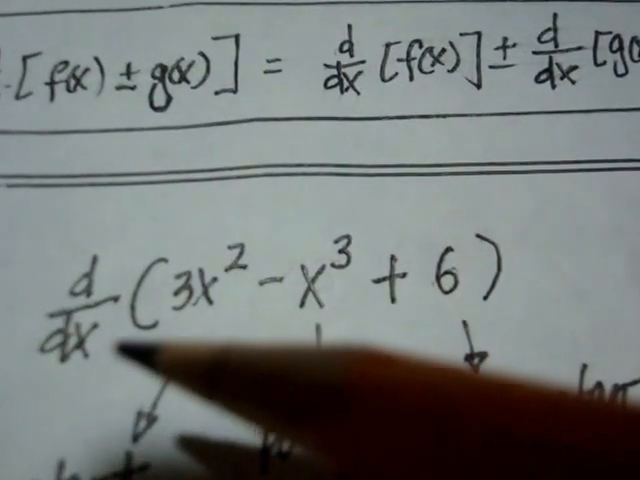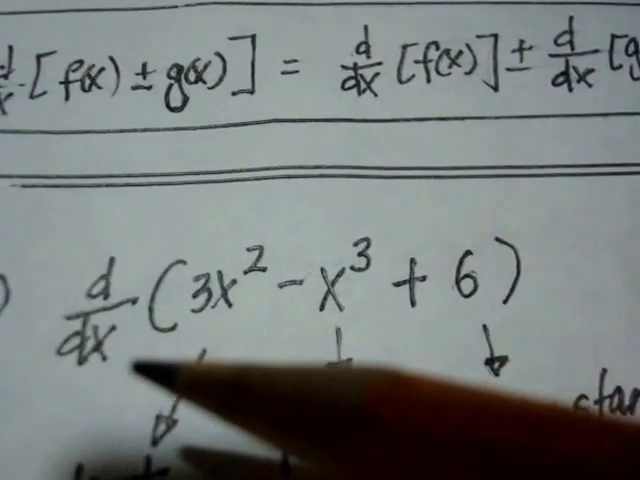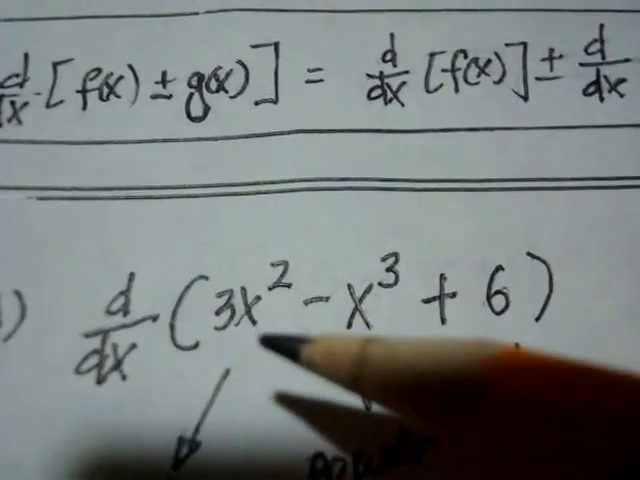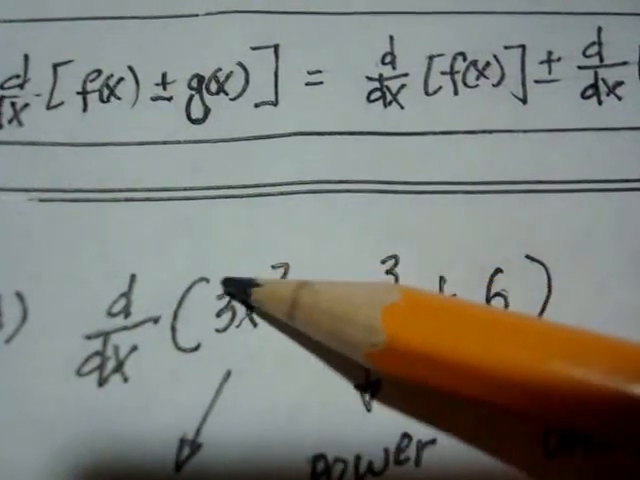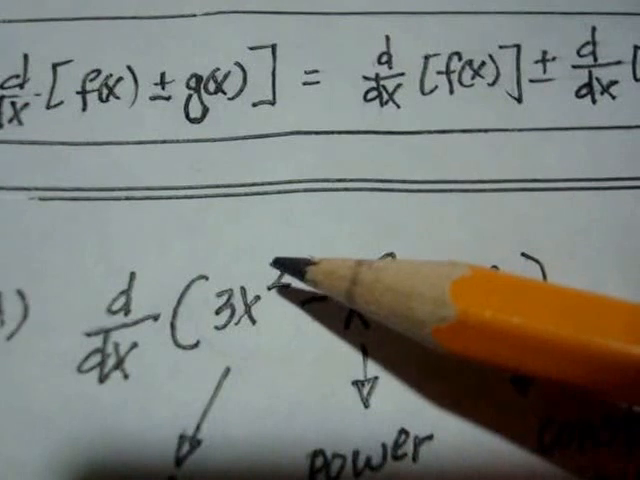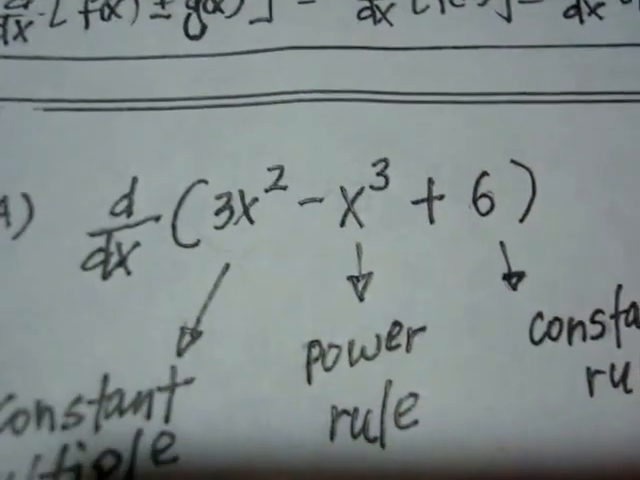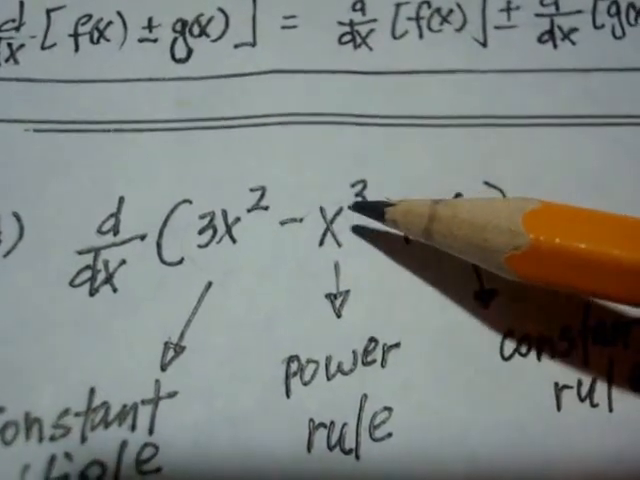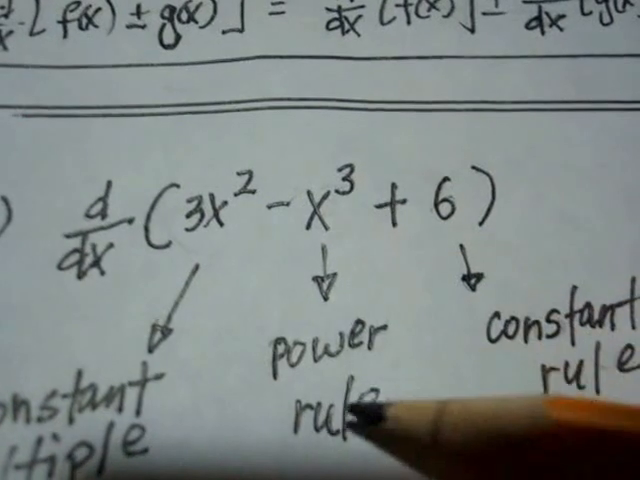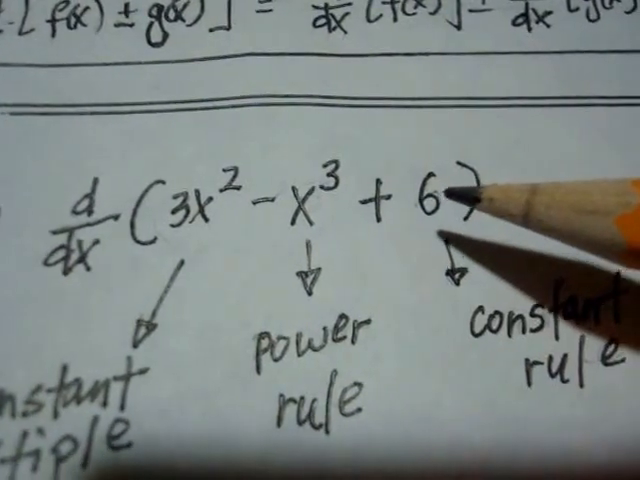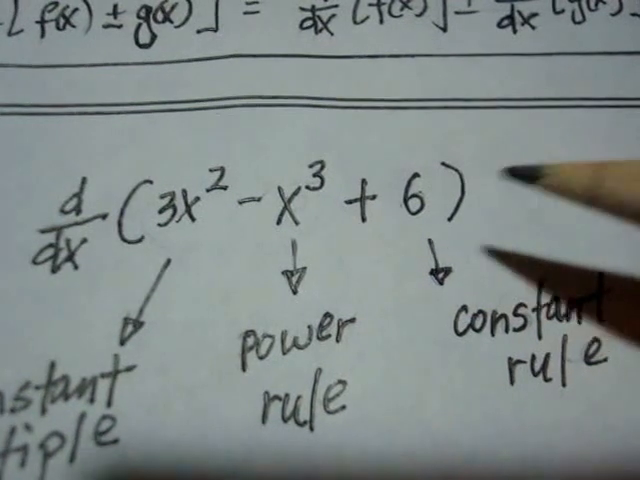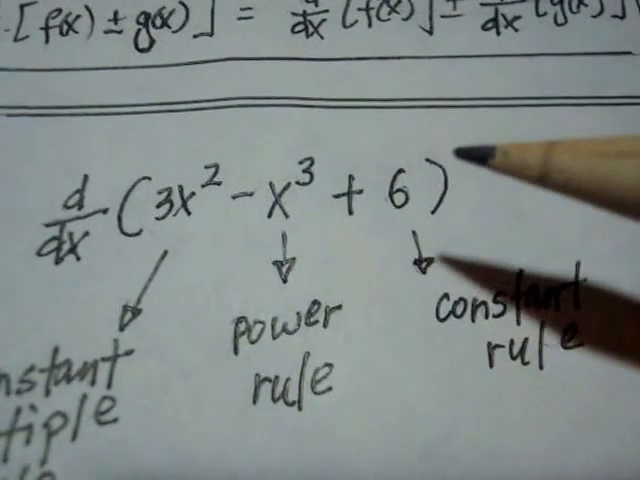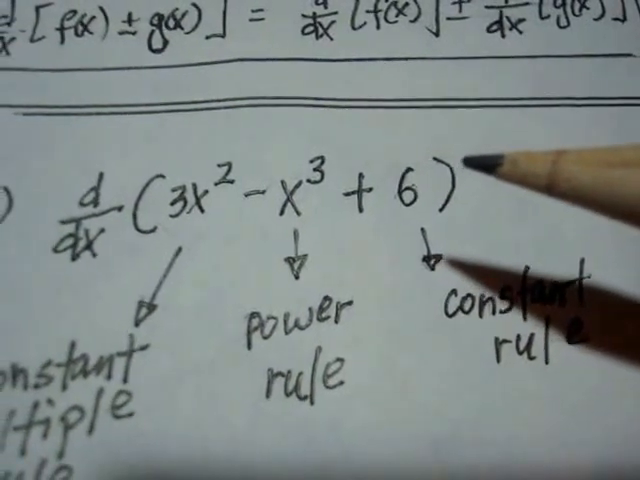For example, let's say that you need to take the derivative of this expression right here. To take the derivative of this first expression, you have to recognize that you need to use the constant multiple rule. As for the second expression, you need to use the power rule. And as for the last expression, you need to use the constant rule of the derivative, which I have covered in the previous video.